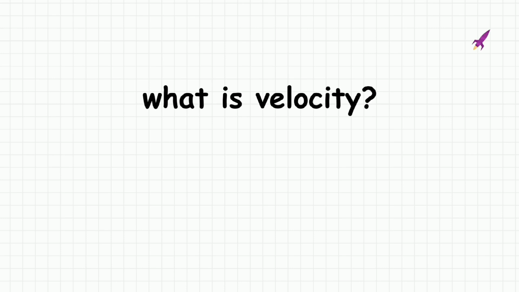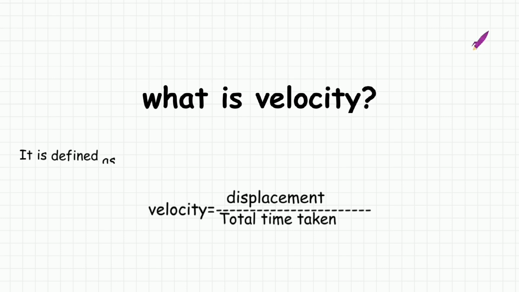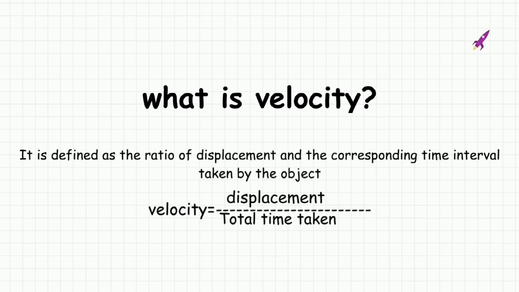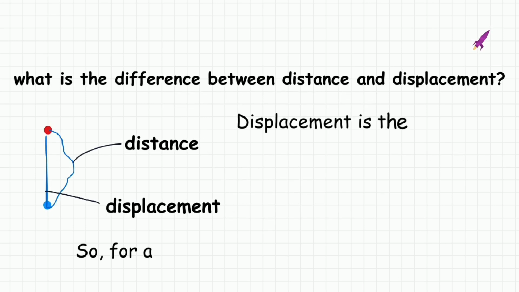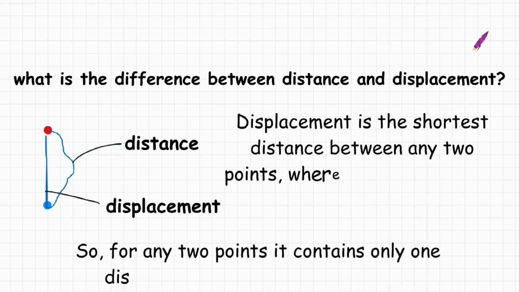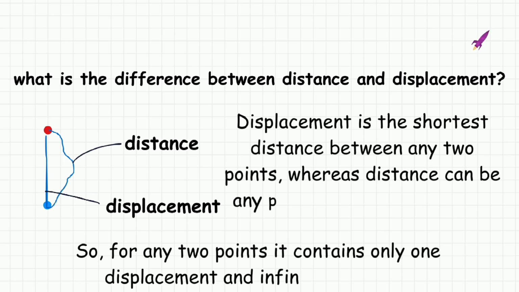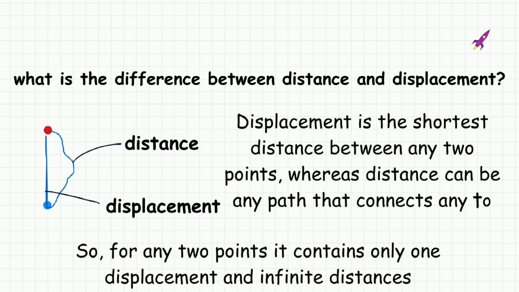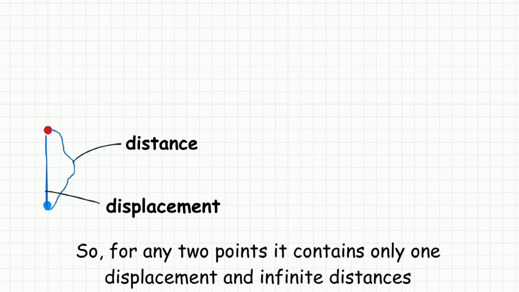What is velocity? It is defined as the ratio of displacement and the corresponding time interval taken by the object. Velocity equals displacement by total time taken. What is the difference between distance and displacement? Displacement is the shortest distance between any 2 points, whereas distance can be any path that connects any two points. So, for any 2 points there is only one displacement and infinite distances.